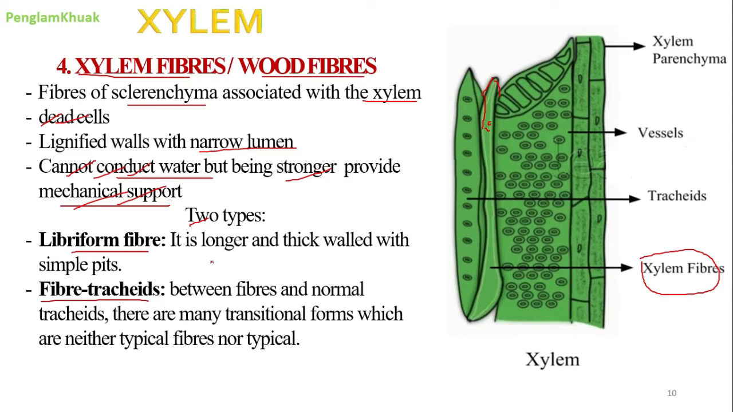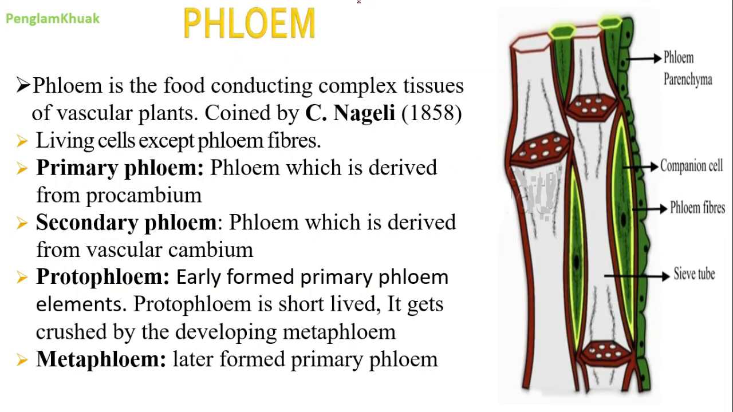This Libriform fiber is long and a bit taller than Fibre-tracheids, and they have a thick wall with simple pits. The wall will be very thick, and within that wall a pit, which means a hole, will be present. Fibre-tracheids are an intermediate or transitional form, not actually fiber and not actually tracheids. So it is a transitional form which is neither fiber nor tracheid. They are called Fibre-tracheids.